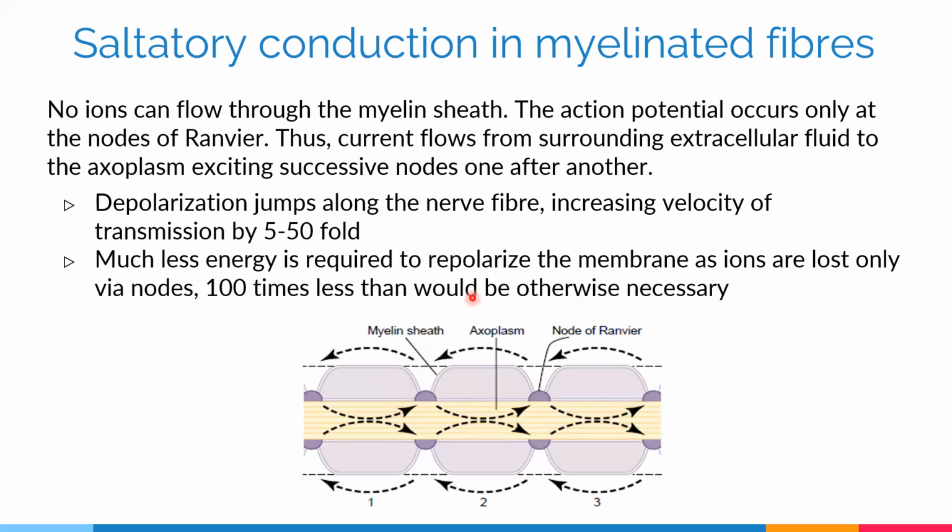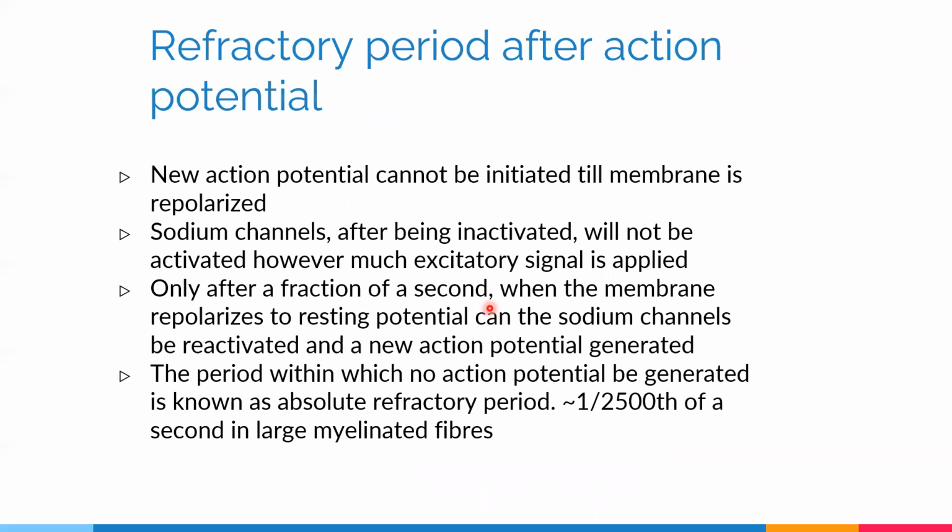And thus 100 times fewer ions need to be trafficked across the cell membrane to repolarize or re-maintain the concentration gradients across it than otherwise would be necessary if the whole membrane is depolarized. So that was all about signal transduction.